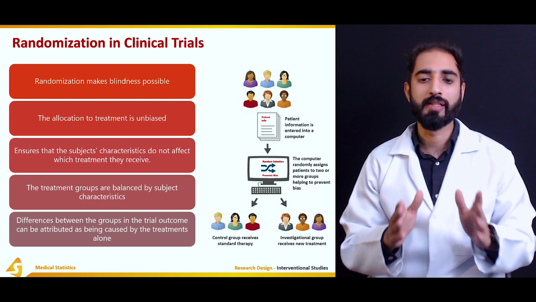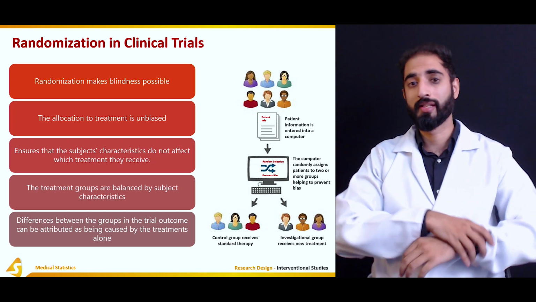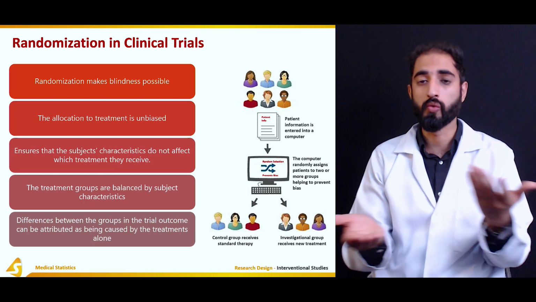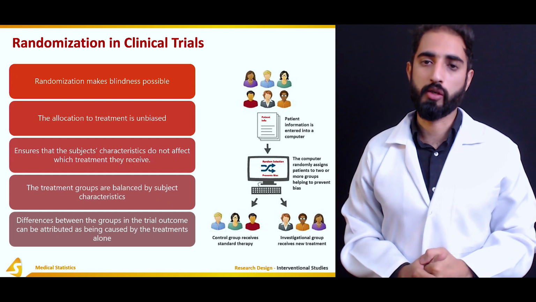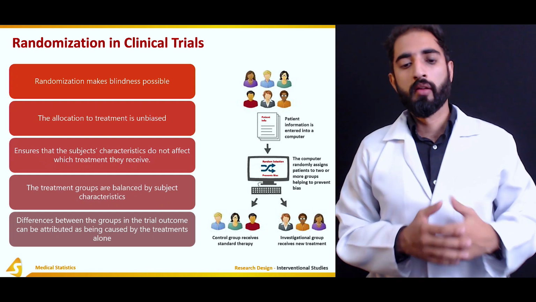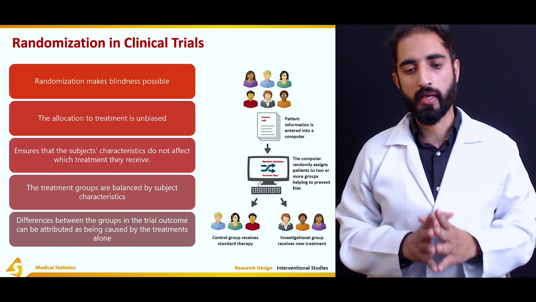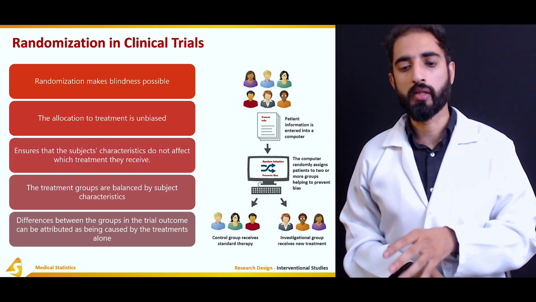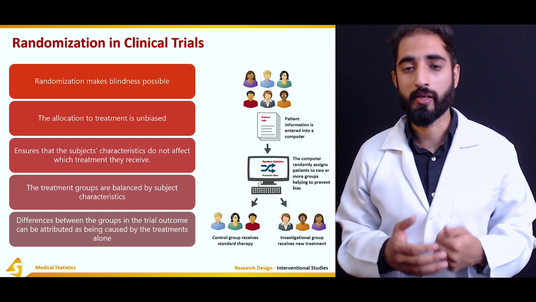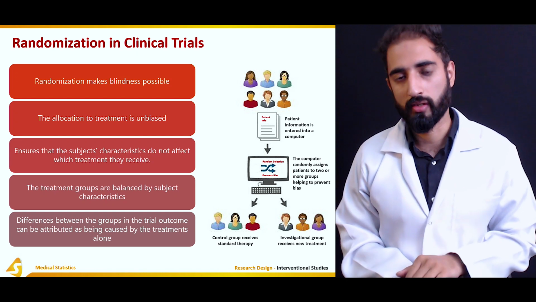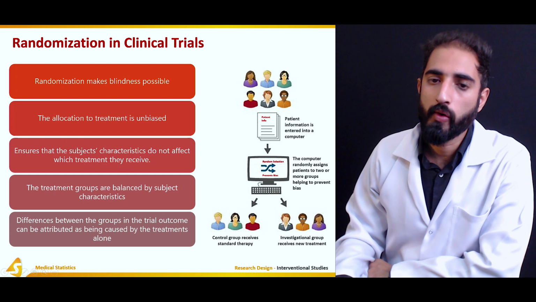Randomization also ensures that the subject's characteristics do not affect which treatment they receive. Because of randomization, there is an equal chance of any participant going into any group. The treatment groups are balanced by subject characteristics if we do good sampling and randomization, and differences in trial outcome between the groups can be attributed to the treatments alone, instead of confounding variables, if the randomization is done.